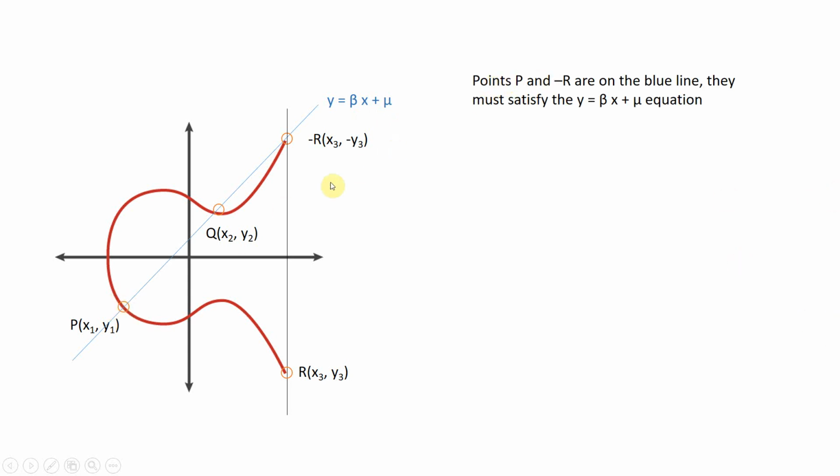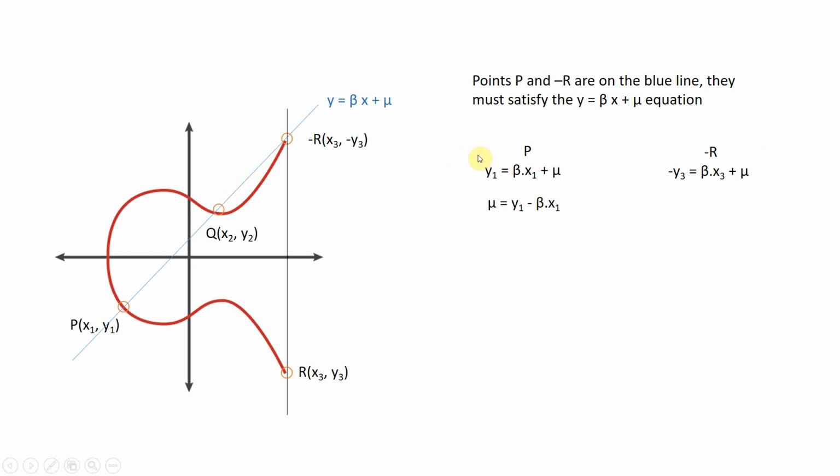Here points P, Q and minus R are on the blue line. This means that they must satisfy this equation. I'm putting the coordinates of P into this linear equation, and y1 is equal to beta times x1 plus mu. Similarly, I'm putting the coordinates of minus R because it's on this line too, and its y coordinate minus y3 is equal to beta times x3 plus mu.